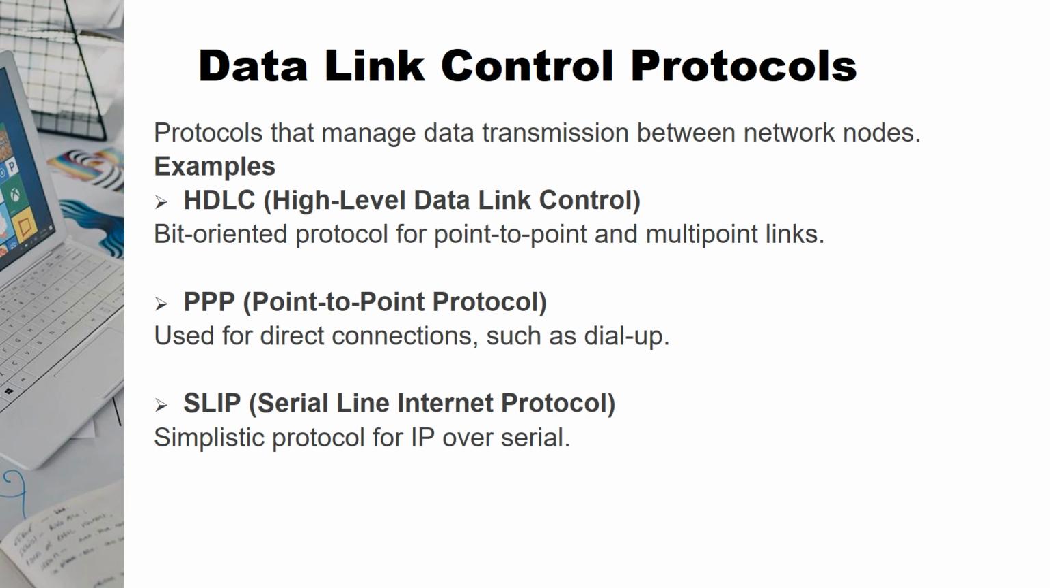Then we can talk of point-to-point protocols. There's PPP. This is a data link control protocol used in point-to-point connections. It provides error-free transmission of data frames between devices. They're used for direct connections such as dial-up. We have the Serial Line Internet Protocol, and this one is a data link control protocol used in serial line connections. It provides error-free transmission of data frames between devices. This is a protocol for IP.